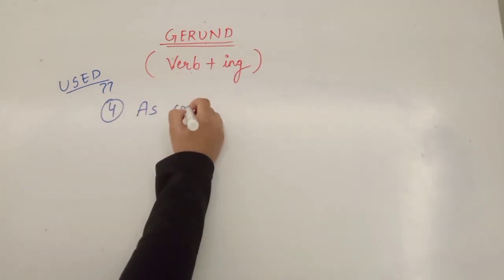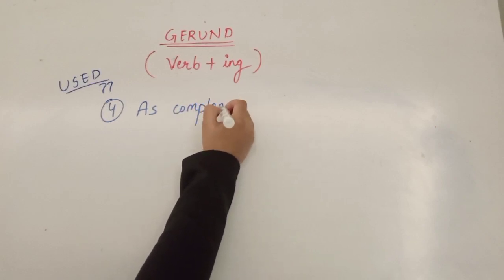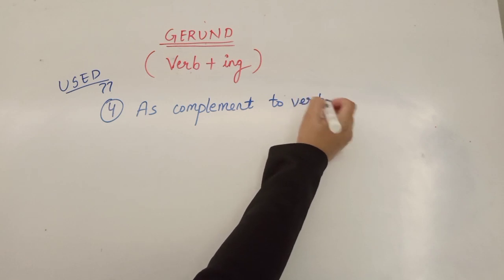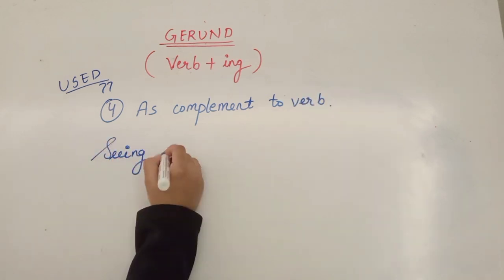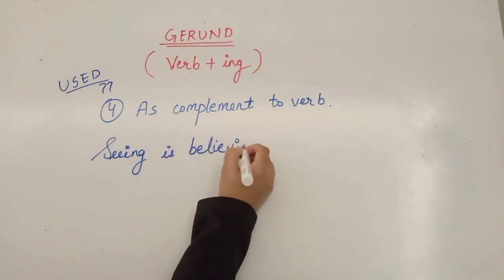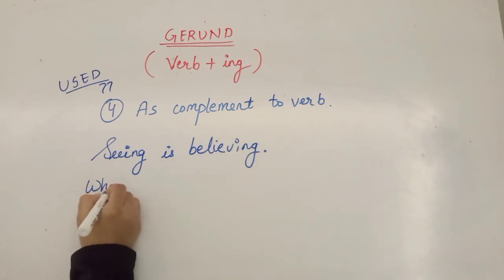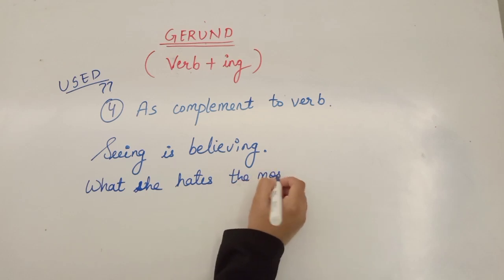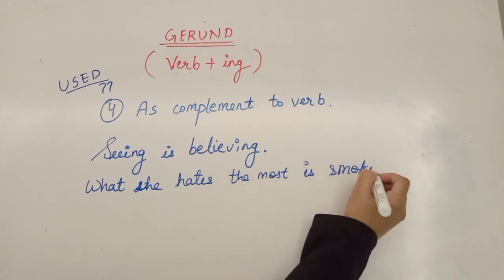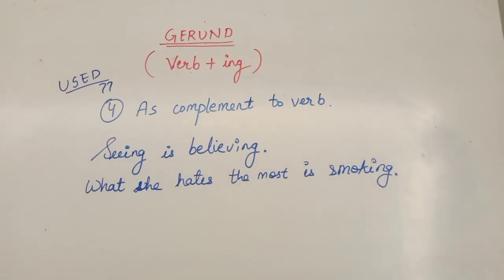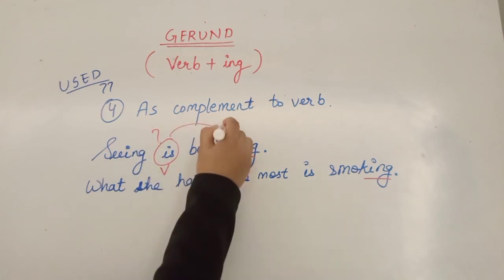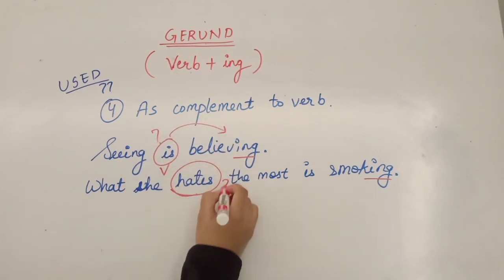Coming to the fourth use of gerund, it is used as a complement to a verb. And the examples of this type are, seeing is believing, and what she hates the most is smoking. Here you can see that believing and smoking both are gerunds and they are complementing the verbs is and hates.